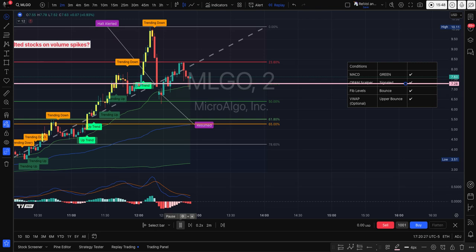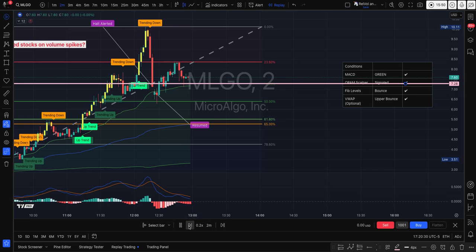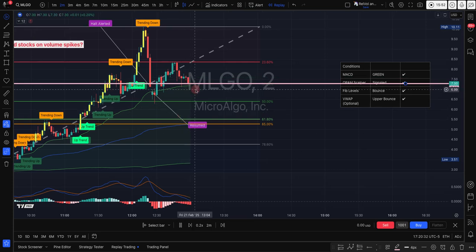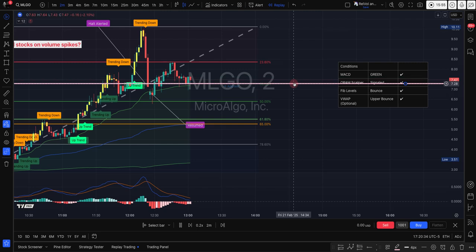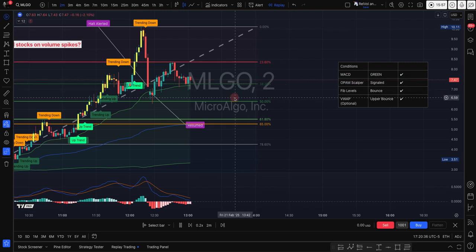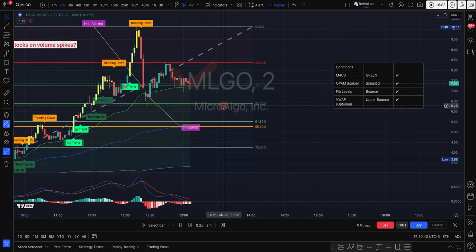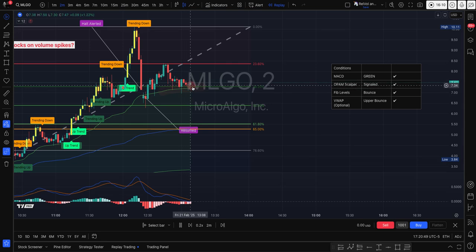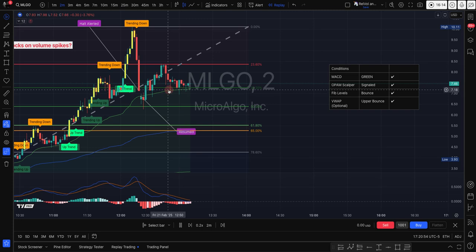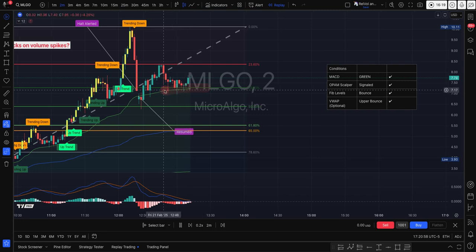All right, let me fast forward a little bit. Okay, now it's touching 38. I'm okay if it touches here, if it touches there and bounces. It's also touching the VWAP and getting respected. Every time it touches VWAP, it's going up. So that's another way that you can check the level 2 data as well to confirm this area.